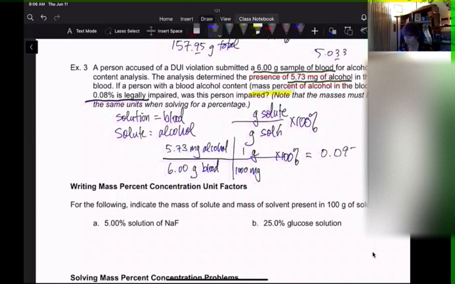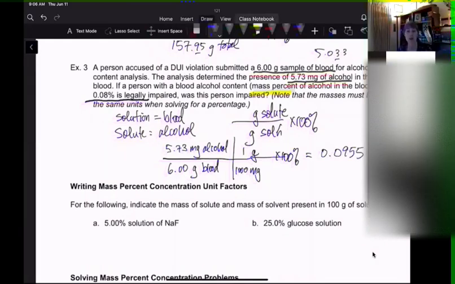So on a number like this, it's important to keep track of whether you already multiplied by 100 or not, because the small values can be confusing. So I did 0.0955%. So when you see a problem like this, make sure that you go back and you answer the question. Was the person impaired? So yes, this blood alcohol level is greater than the criteria for impairment. But you also have to show a calculation with it to show that number.